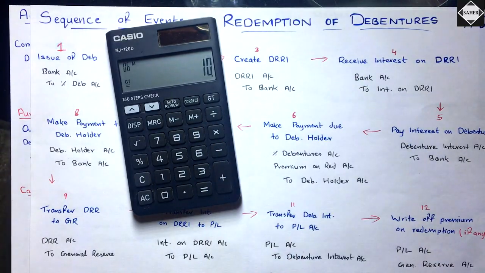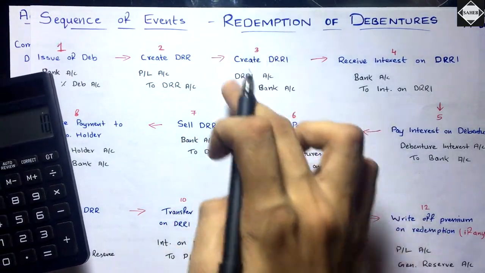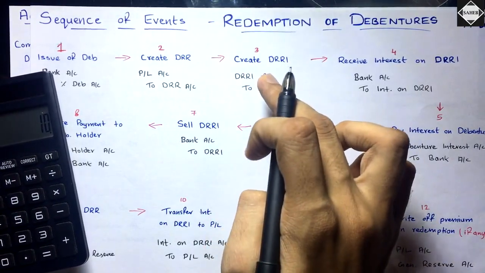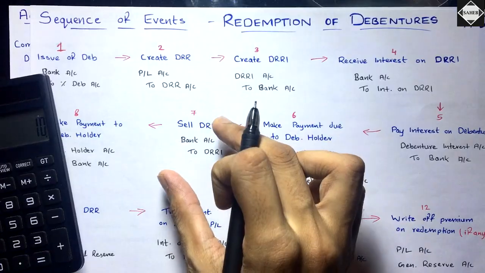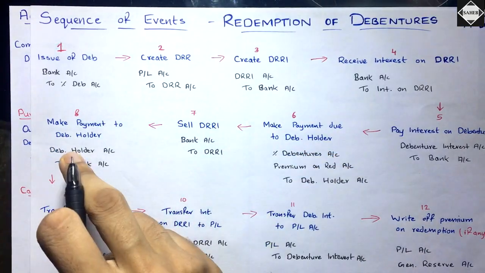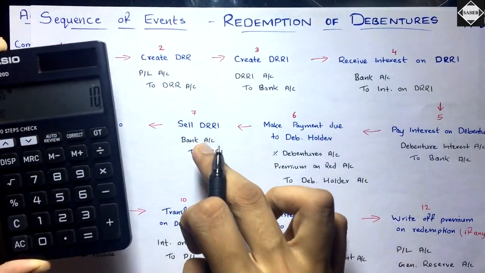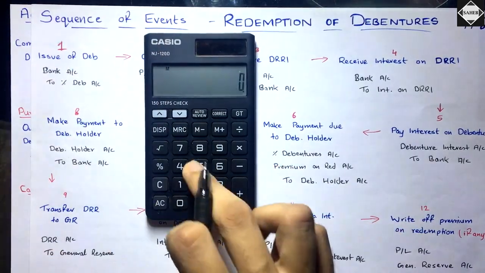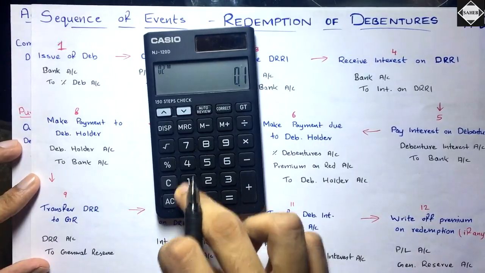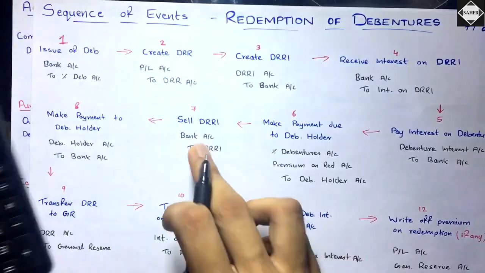Yeah. So what are you going to do? Are you going to sell the entire DRI? No. If you had, let's say here, created 50,000 DRI, 50,000 investment, then you are going to sell only proportionate DRI. Yeah. If 10% debentures are being redeemed through purchase in open market, then you are only going to sell 10% of that 50,000 DRI, into 0.10. So 10% is equal to 5,000. So 5,000 worth of DRI you are going to sell before the redemption.